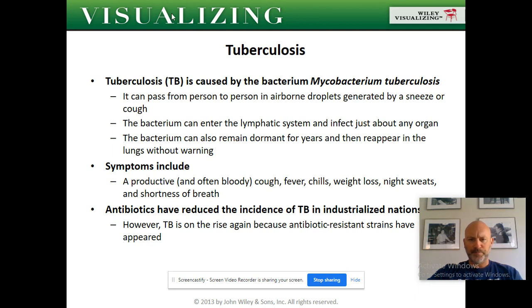Tuberculosis is another one, caused by a bacteria. Cough, fever, chills, same thing. Antibiotics are usually the cure for this.